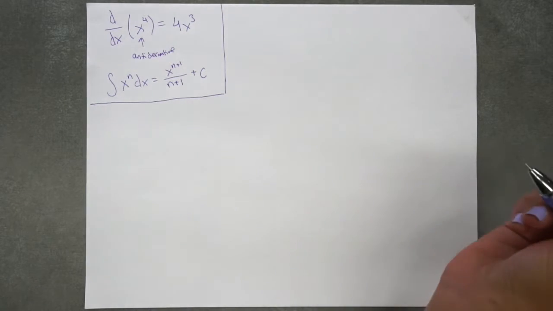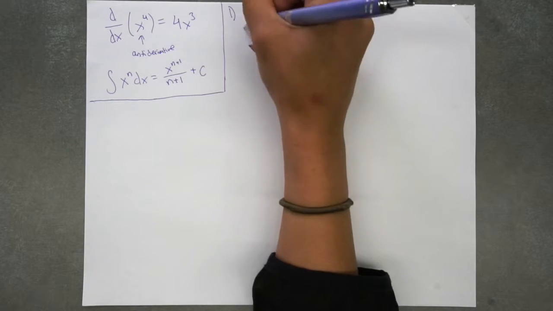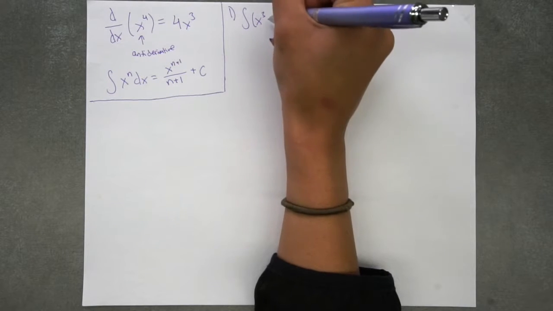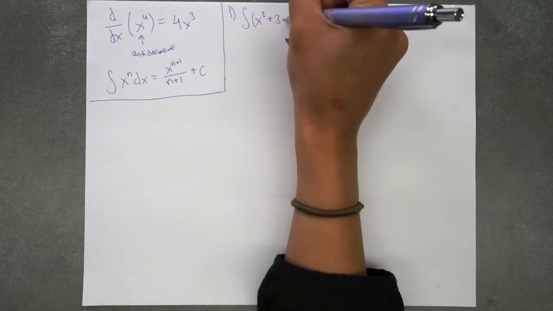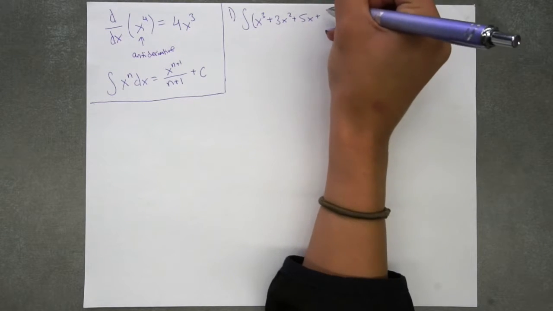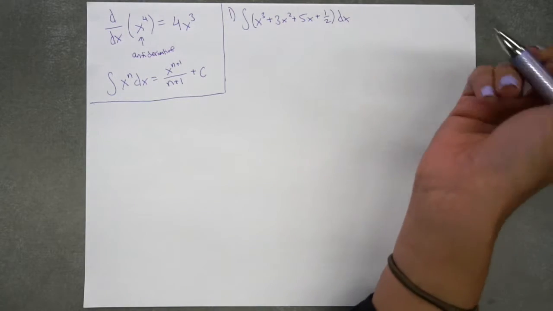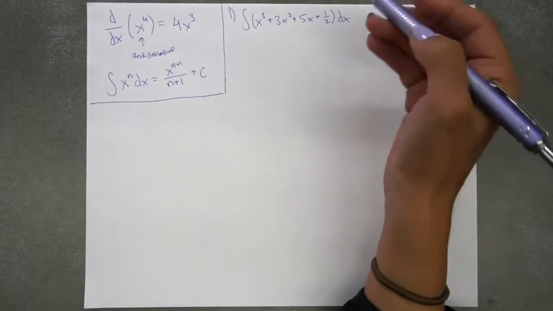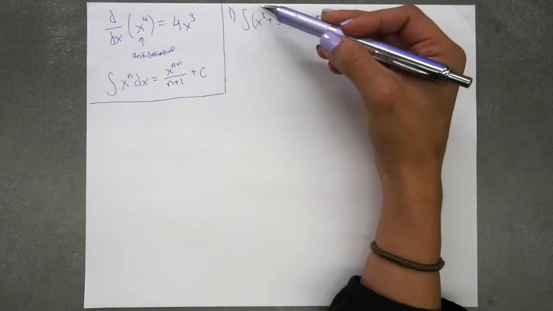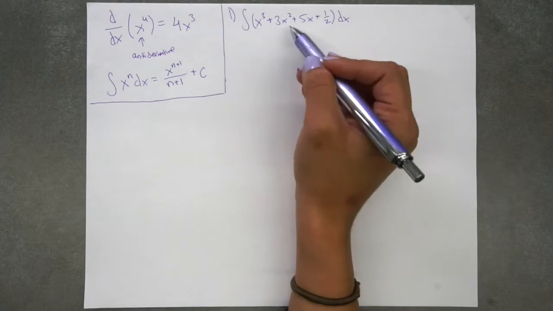So let's go ahead and do some problems. So the first problem we're going to do is this one. So we're going to take the antiderivative of x cubed plus 3x squared plus 5x plus 1/2. So when we take antiderivatives, just like derivatives, if we're adding functions or subtracting functions, we can take the antiderivative of them separately. So we can do each term separately.